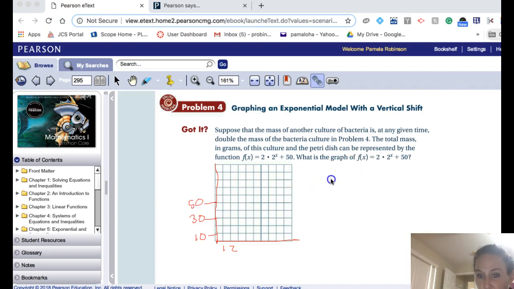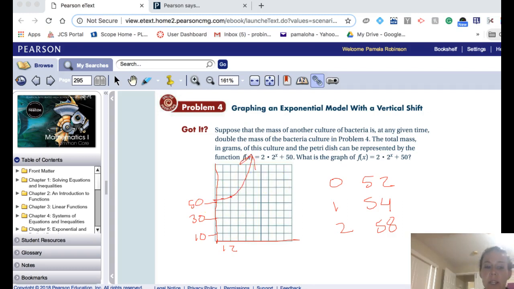big. Remember, I plugged in 0 and I got out 52. I plugged in 1, I got out 54. I plugged in 2, I got out 58. Then it's going to start growing really fast. So I'm going to go 0 all the way up here to 52. 1 is going to give me 54. 2 is going to give me 58, and then it's going to start growing up like this.